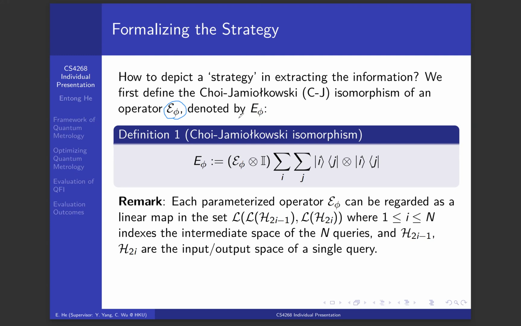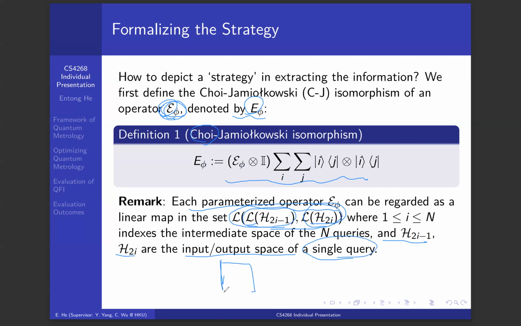We denote it by E sub phi, noticing that we are using the capital E instead of the calligraphy E. So the definition of Choi isomorphism is as follows. Each parameterized operator can be regarded as a linear map to the set in this set. It's mapping the linear map on the Hilbert space H sub 2i minus 1 to H sub 2i. And this is the linear space of linear mappings, a space of linear maps from the space of linear maps to a space of linear maps. H sub 2i minus 1 and H sub 2i are the input-output space of a single query.